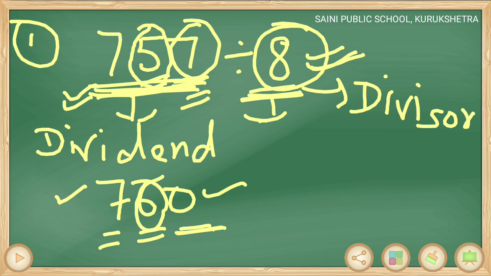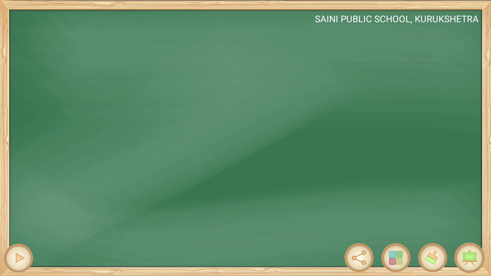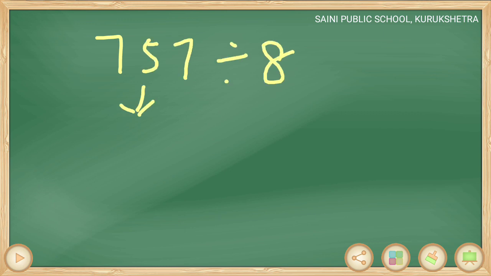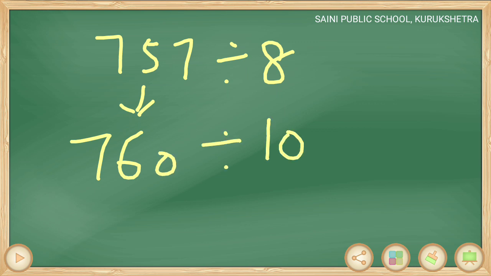So 757 will become 760, and when we round off 8 it will become 10, because it is greater than 5. If it is less than 5 then it will not become 10, then we will go to the opposite side. Now this is greater than 5, so it will become 10. So when we round off 757 and 8, it will become 760, and then we will divide it by 10. Now we have rounded off the two numbers.